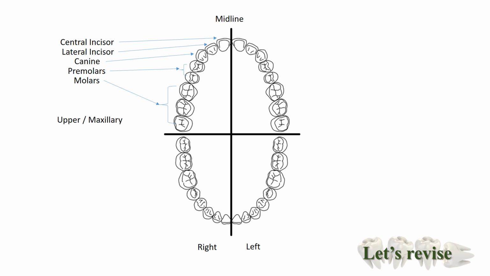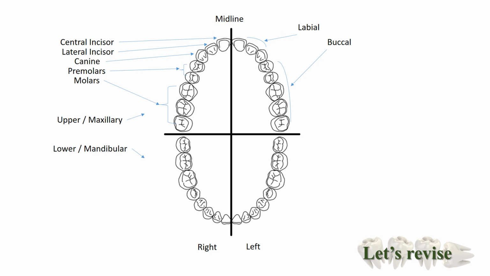What we also need to know is how we're going to describe the surfaces of the teeth, because we've got quite a few surfaces of the teeth. I split this into the upper maxillary and the lower mandibular, because the upper is formed from the maxilla and the lower is formed from the mandible.